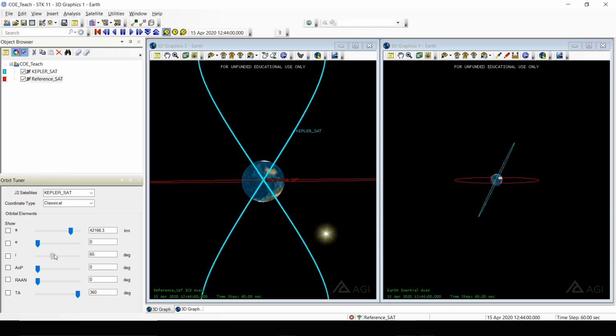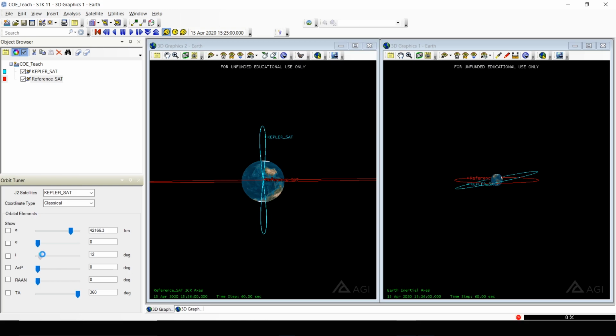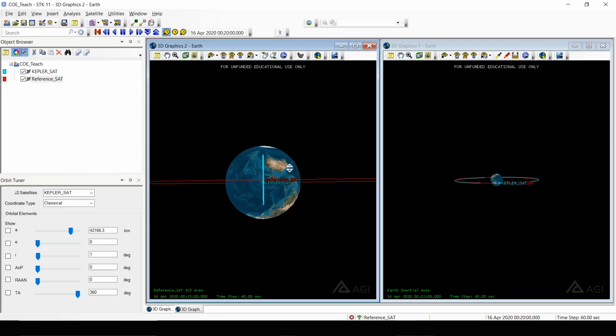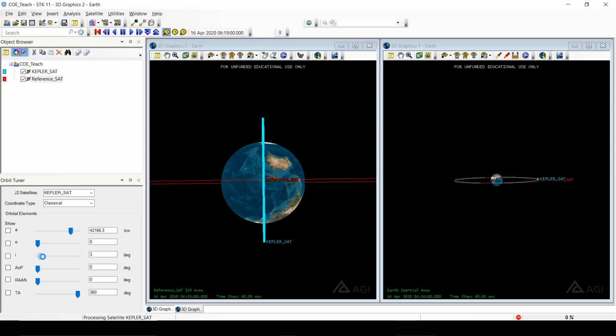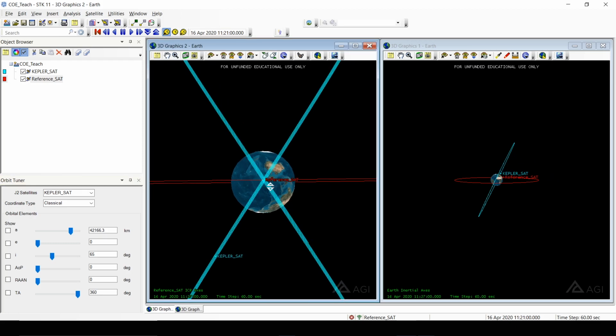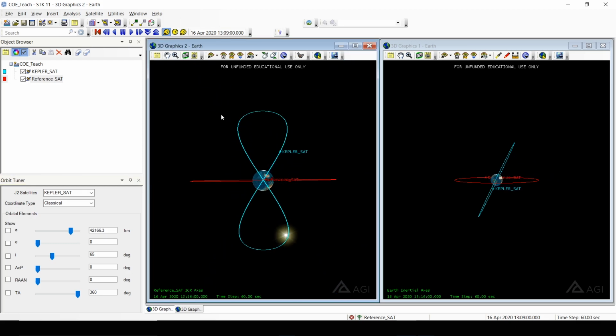So the more tilt we add, the more pronounced the effect appears. You can see 1 degree of inclination creates sort of this almost straight up and down motion, and very hard to discern a difference. Whereas 65 degrees of inclination, very easy to see a difference between these two altitudes. And it creates what we would call a figure 8 or an hourglass shape.